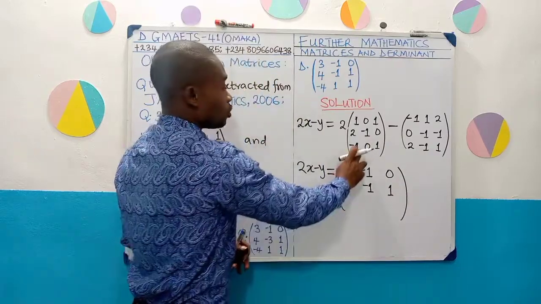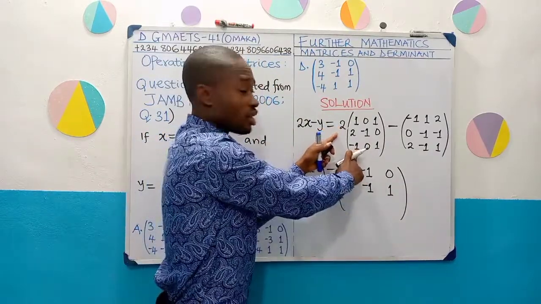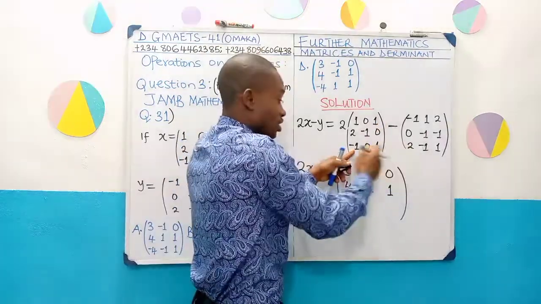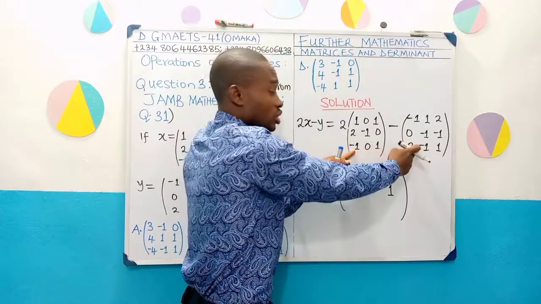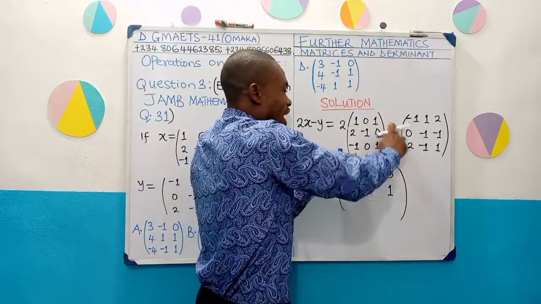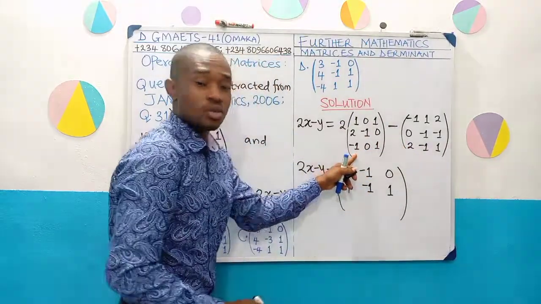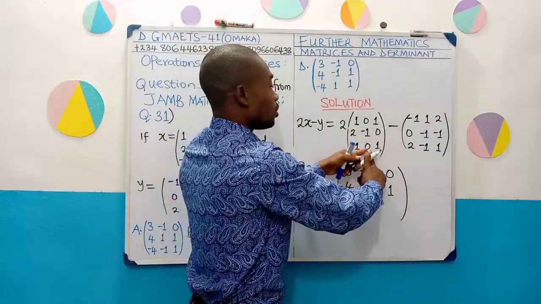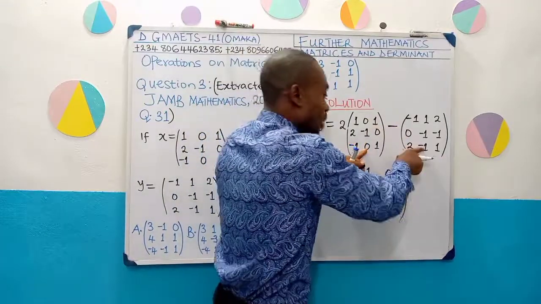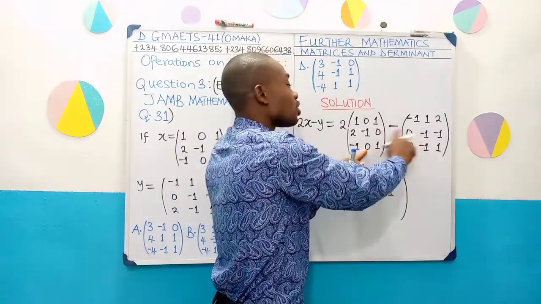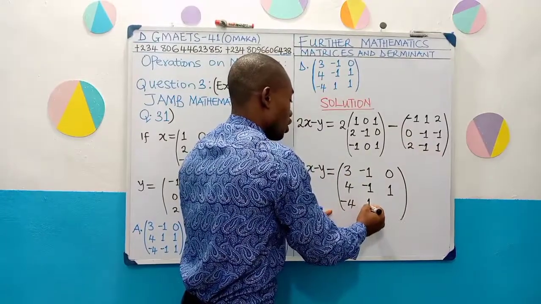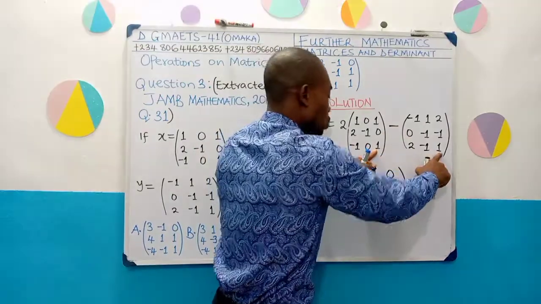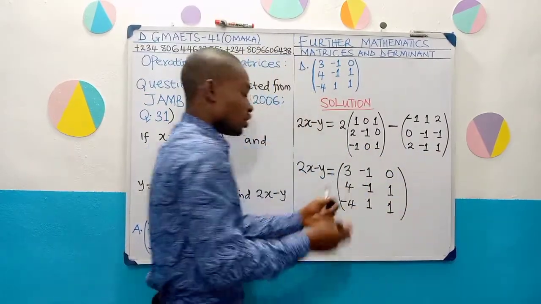Let's go to the last row, row 3. 2 times minus 1 will give us minus 2. Minus 2 minus the element in row 3, column 1, because they are corresponding elements. They occupy the same position. So minus 2 minus this 2. Minus 2 minus 2 is minus 4. So you fix up minus 4 there. 2 times 0 is 0. 0 minus will change to plus. So you're going to have 0 plus 1, which will give us 1. 2 times 1 will give us 2. 2 minus 1 will give us 1. And so that's the result.